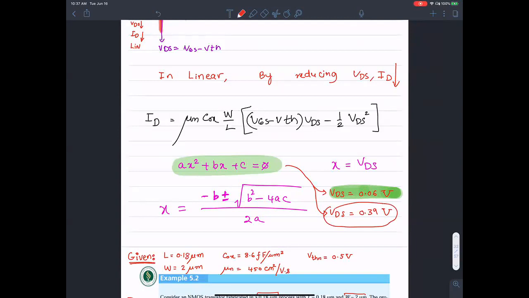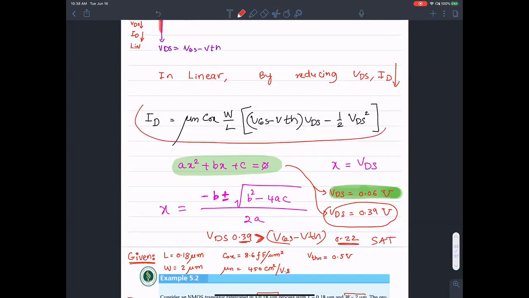So you got two values and you want to double check that. VDS, compare that to VGS minus VTH. You know what the value of VGS minus VTH is? 0.22, right? And if you plug in a value of 0.39 here, this is going to be greater than the VGS minus VTH. So it should operate in saturation region.